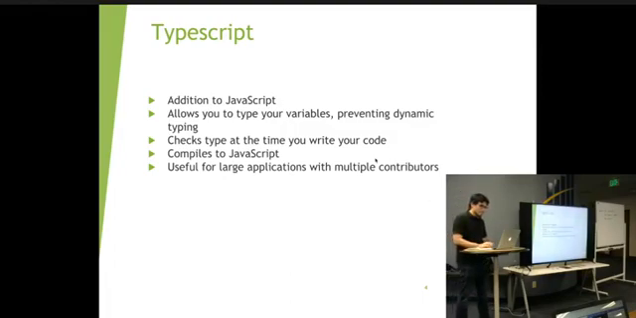TypeScript compiles to JavaScript, and it's very useful for large applications with multiple contributors. If you have other people creating code and you're using their code to add on to your code, you'd like to know what arguments you're passing in, what arguments you need, and the type of those arguments. That prevents errors, and it makes development a lot quicker. Any questions so far?